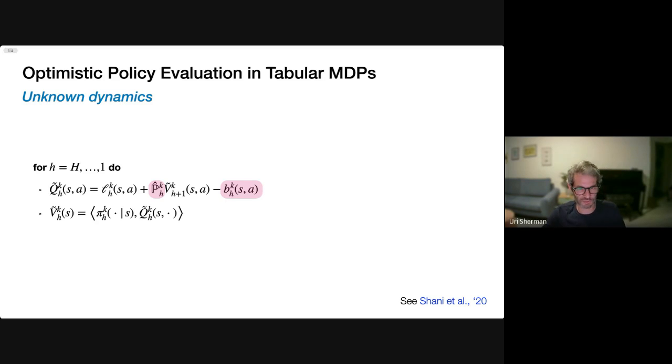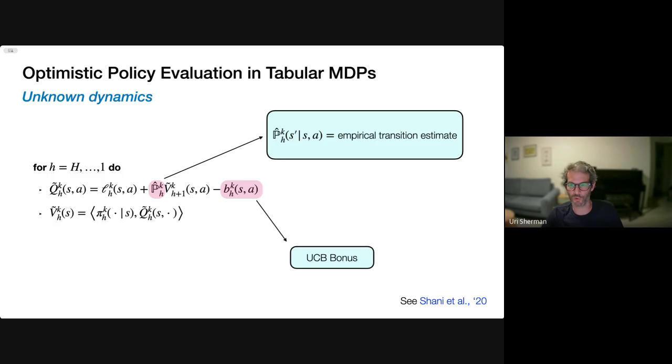So instead, we have an estimate of the dynamics, which is just going to be estimated pointwise. We are basically estimating the actual transition matrix by the empirical transitions we observed during learning. And then we subtract a UCB bonus or Hoeffding bonus to counteract the uncertainty in the estimation. The goal of this is just to make sure that, conditioned on any state-action pair, with high probability, the estimated expected next state value is going to be an underestimate of the true value. Yeah, I think that's it for this.